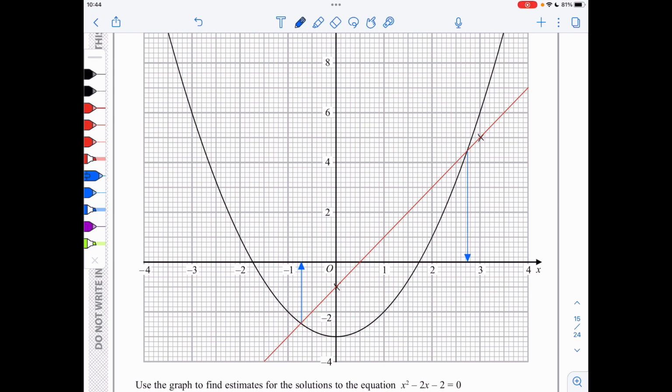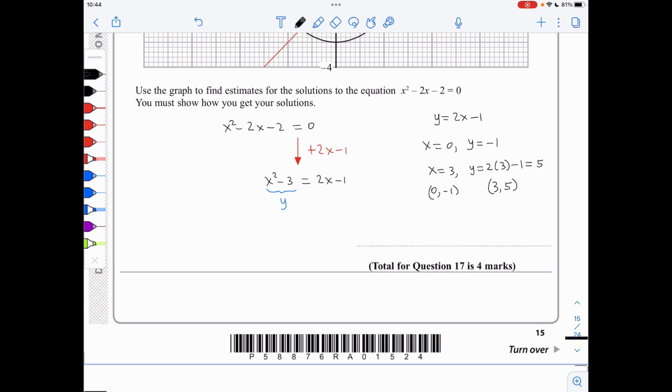We see on the left is at minus 0.75, and on the right is at 2.75. And so we conclude that x is minus 0.75 or x is 2.75. It's worth noting that the examiner is accepting from negative 0.8 up to negative 0.6 for one of the solutions, and from 2.6 up to 2.8 for the other solution.